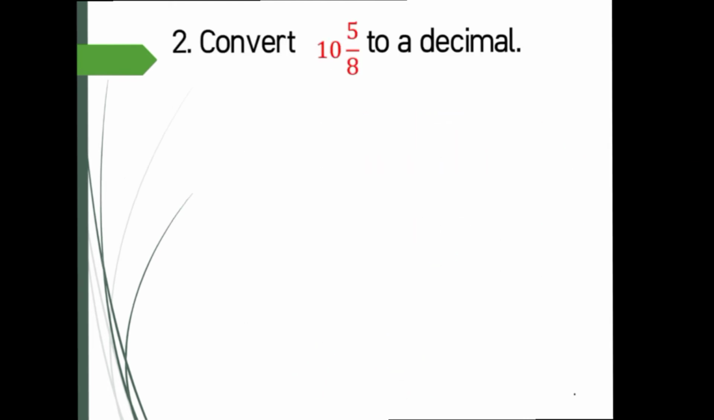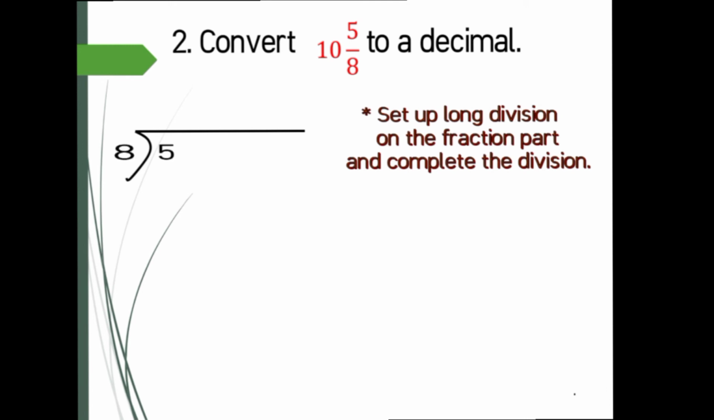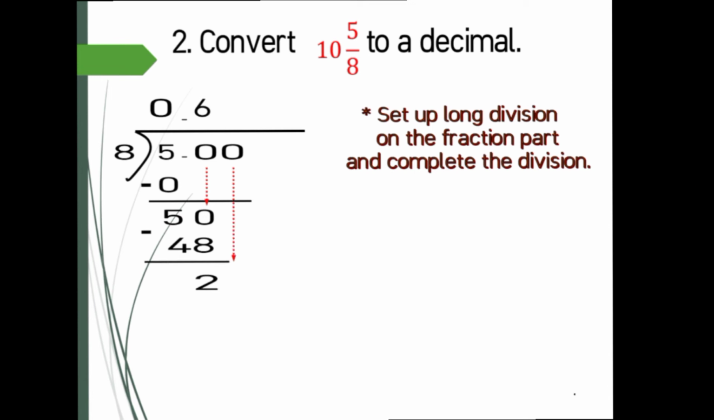How about another example? So, convert 10 and 5 over 8 to a decimal. So, ganoon ulit, divide. 5 divided by 8 is 0. 0 times 8 is 0. 5 minus 0 is 5. And then, add 0. Bring down, magiging 50. 50 divided by 8 is 6. 6 times 8 is 48. Subtract them, magiging 2. Add another 0. Bring it down, magiging 20. 20 divided by 8 is 2. 2 times 8 is 16.